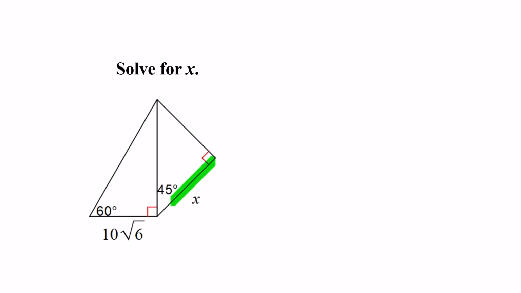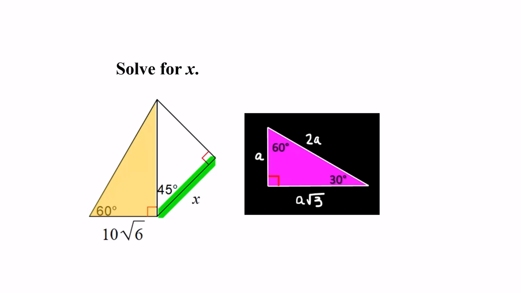We're asked to solve for x, which is this side over here. There are two triangles here, and x is on one triangle, but the only information we have is coming from the other triangle. You see where the 60-degree angle is, and we know that one of the side lengths is 10 times root 6. So that's the 30, 60, 90.